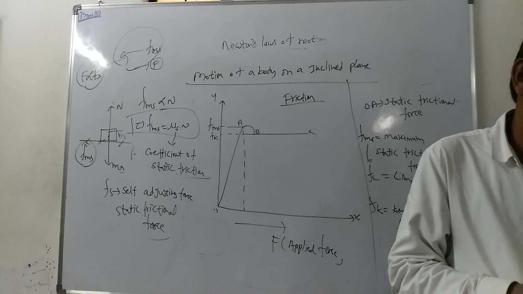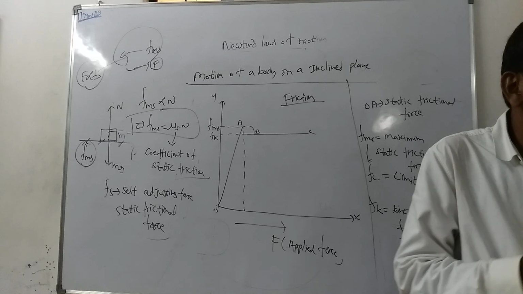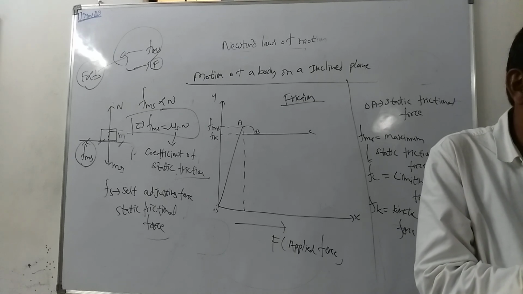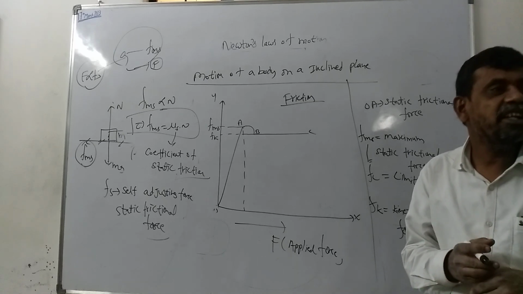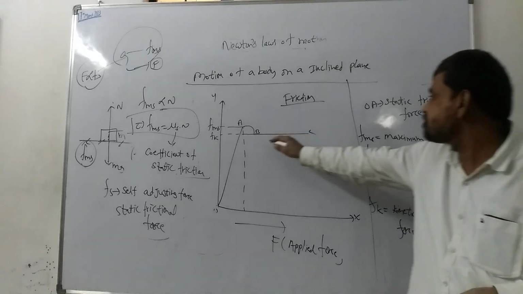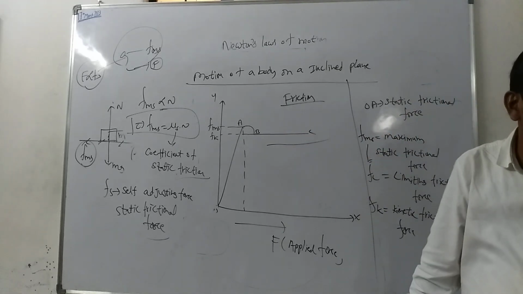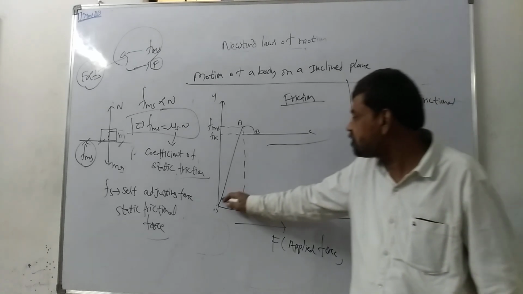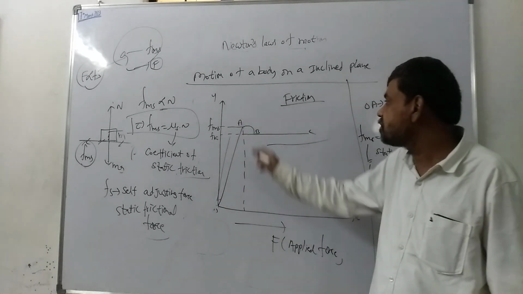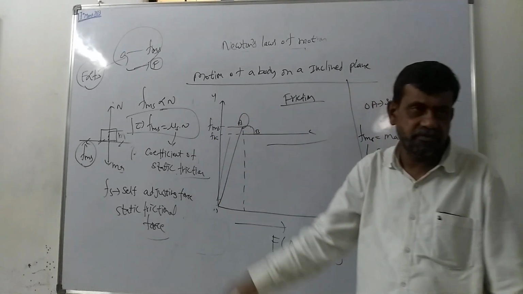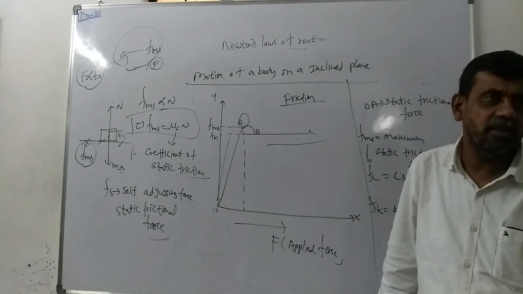The body slides. When sliding, between the surface and the body there is also a friction force. That is called kinetic frictional force. That is constant. Whatever the static frictional force, it changes, but the maximum static frictional force is fixed. It depends upon the formula mu times N.